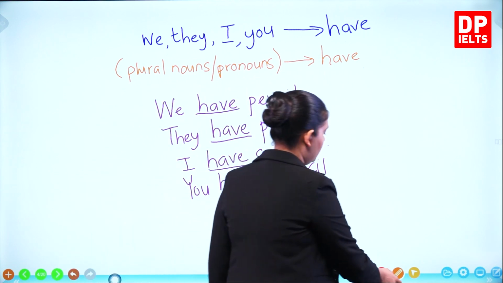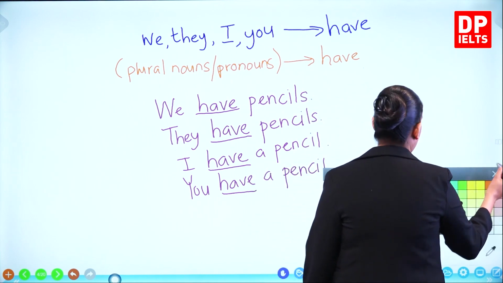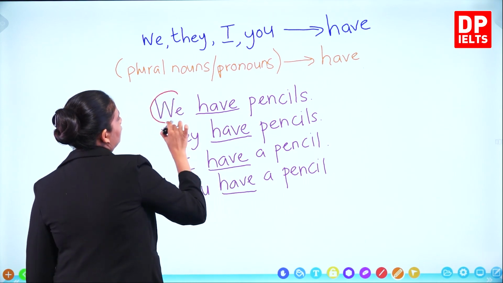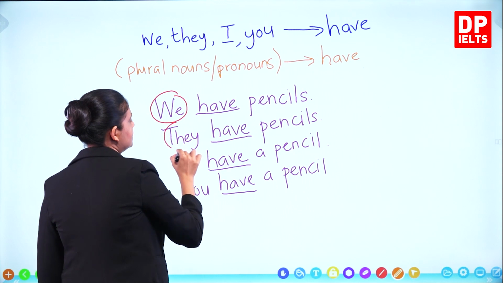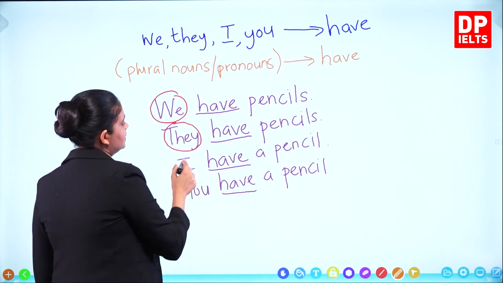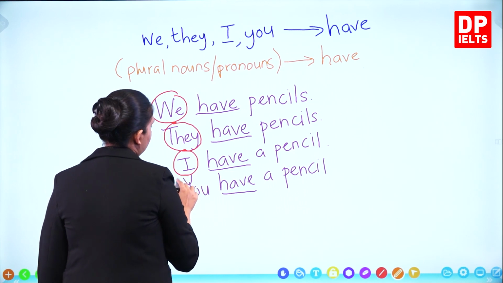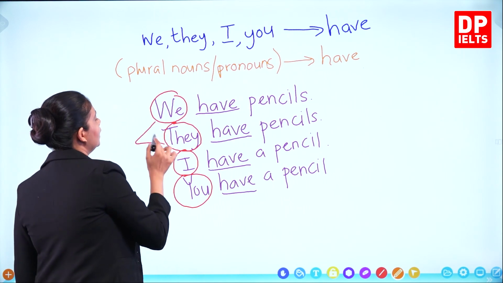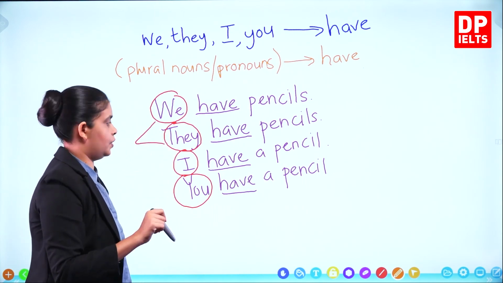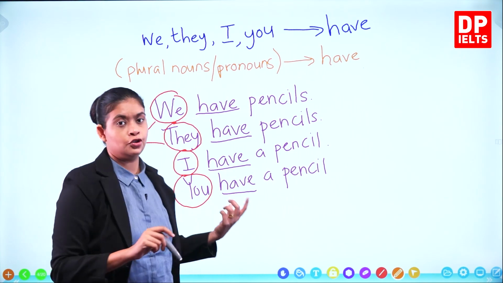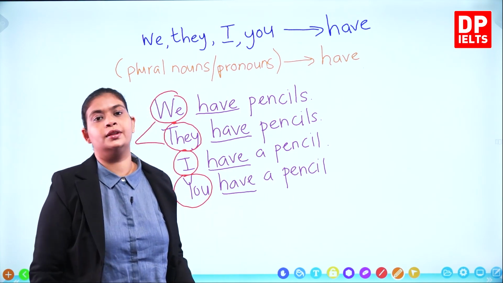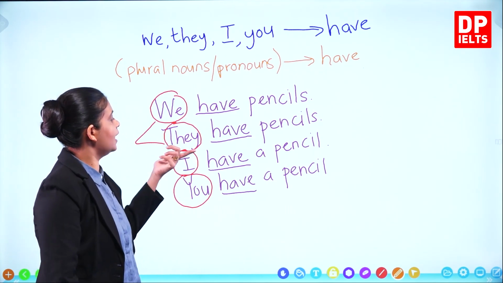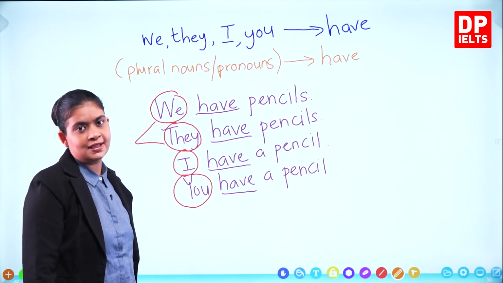Right? So let us have a look at the sentence structure now. Who has got these pencils? We. Who have got these pencils? They. Who has a pencil? I. Who has a pencil? You. If you take this, we and they are plural pronouns. I and you act like the plural pronouns. Therefore, we use the have in all of these instances.